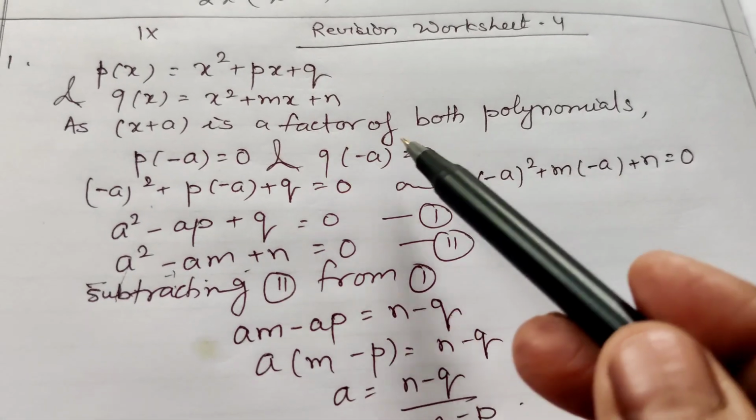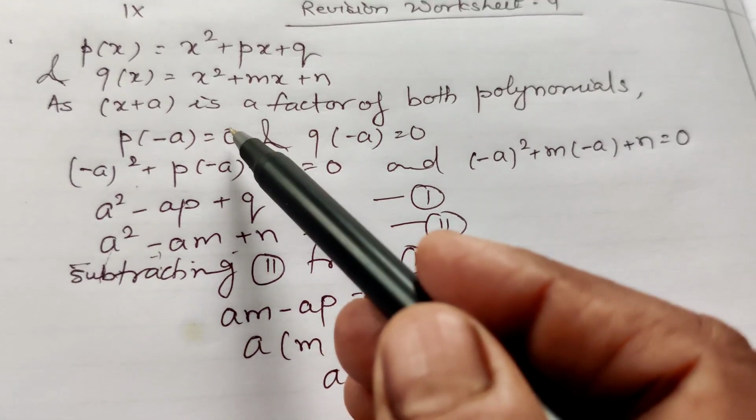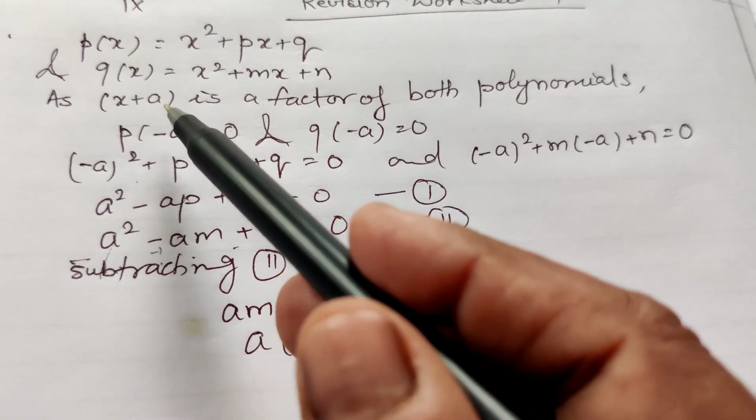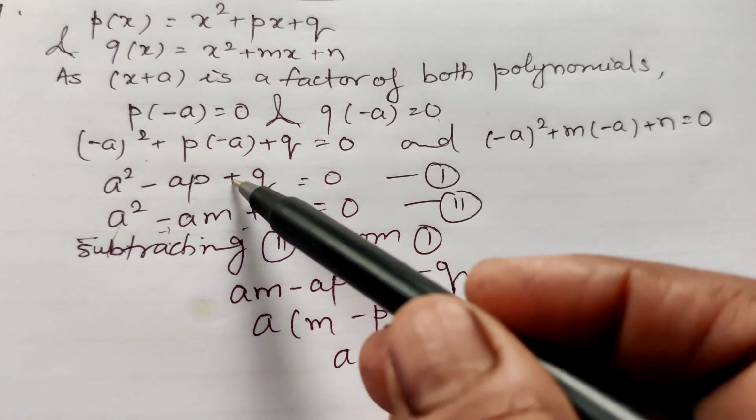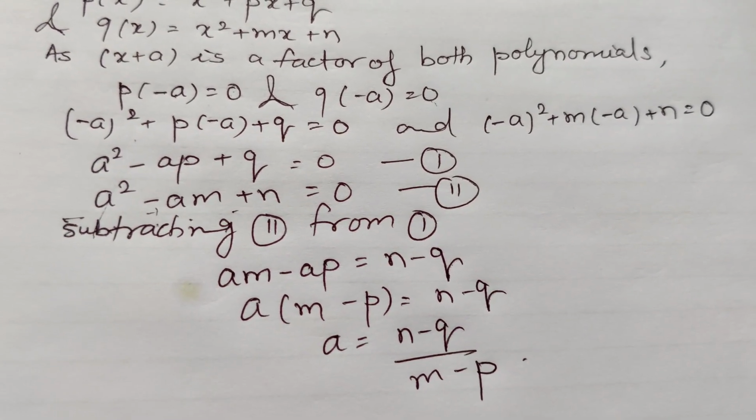If this is a factor, it means the value of the polynomial when we put minus a in place of x, we get 0. Okay, and now subtract equation 1 from 2.